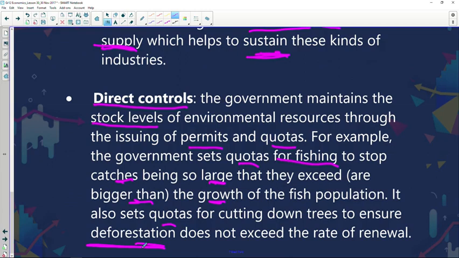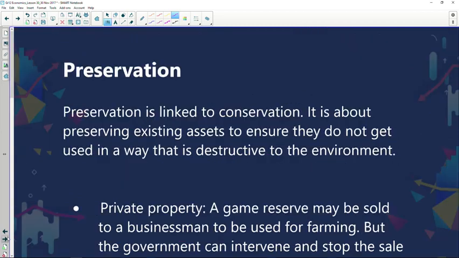Remember, with these sort of questions, you have to give examples. Hence, I've included the examples here so that you're in a position to give an example of what quotas will be on the fishing industry and also on the timber industry, and why government puts direct controls in these particular industries. Then we move on to our next point, which is preservation.